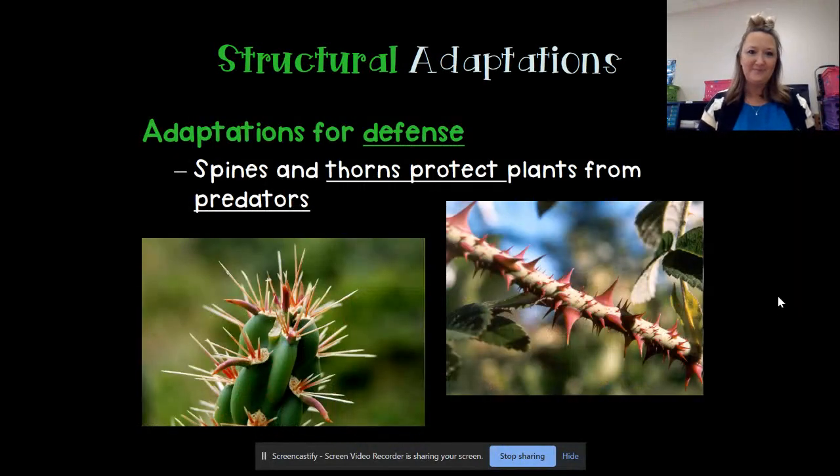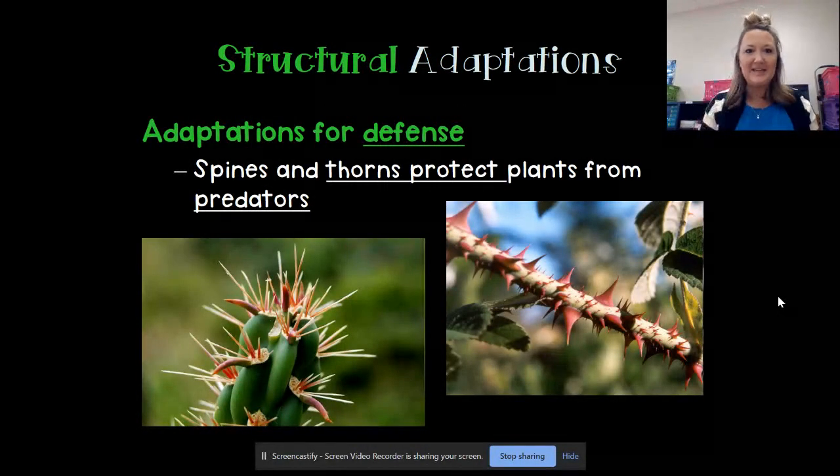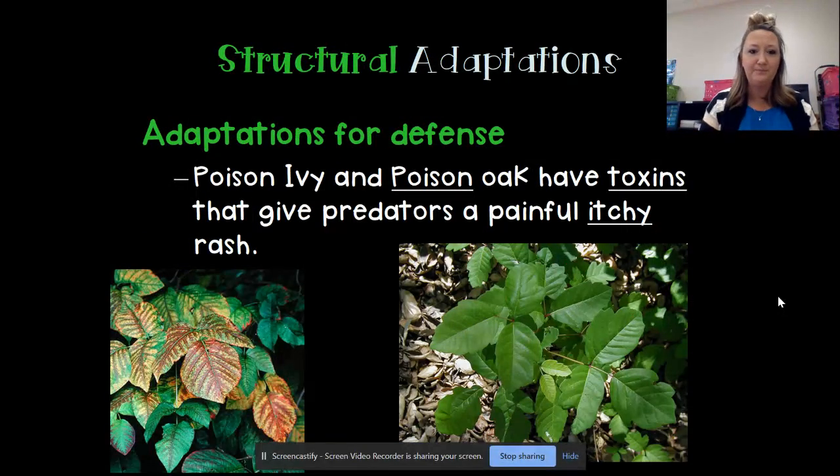Now, some adaptations that plants have that are structural adaptations help them to defend themselves from predators, things that want to eat them. And so when we see spikes on a cactus or thorns on a rose bush, those are protecting the plant from all of the things that want to eat it. Even if you've ever grown cucumbers in your yard, they have those little spiky things on the stems that kind of hurt your fingers when you grab them. So all of those are those defense structures to help protect them from predators.